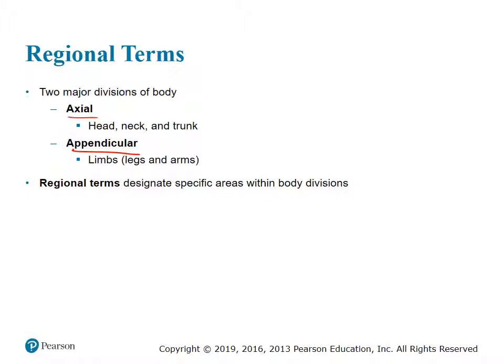So the axial is composed of the head, the neck, and the trunk. That's usually if you draw a straight line down the middle of the body, or a sagittal line down the middle of the body, the mid-sagittal line. Anything you'll hit is usually axial. Anything outside of the line is usually appendicular, like the limbs. The leg and everything composed of the leg and the arms are usually appendicular.